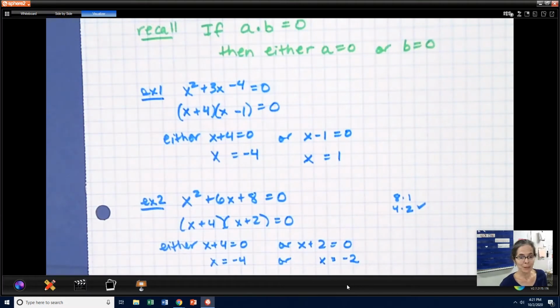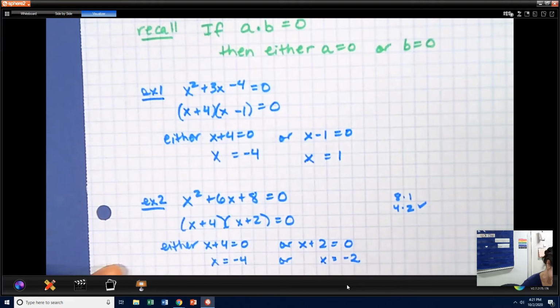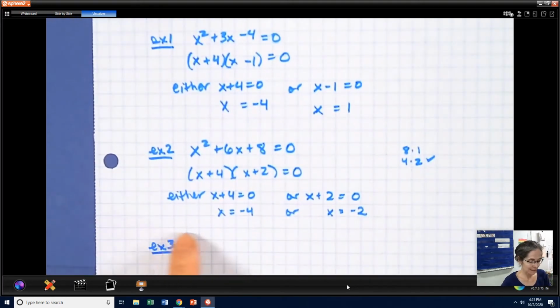We're going to keep doing more examples. Example 3. You might notice I skip a line at least between examples to make for neater notes.